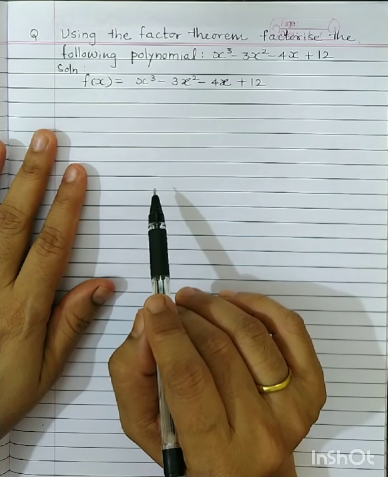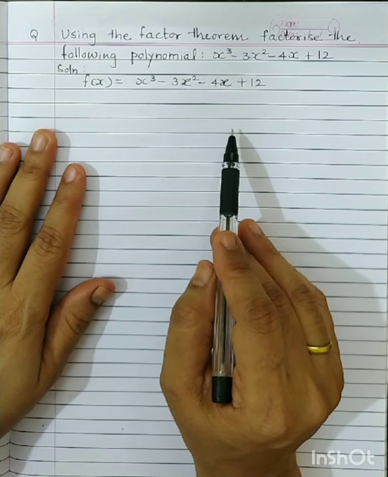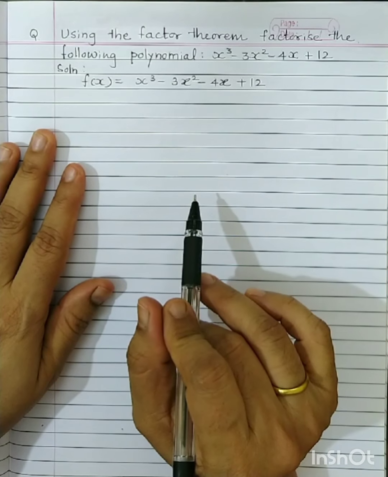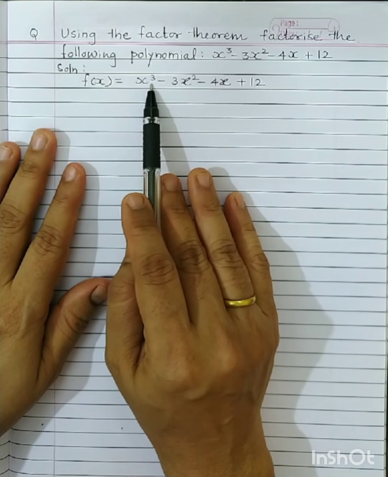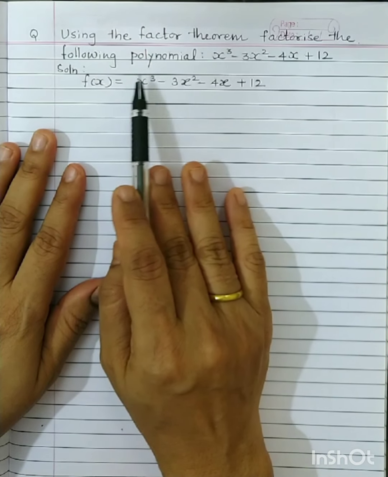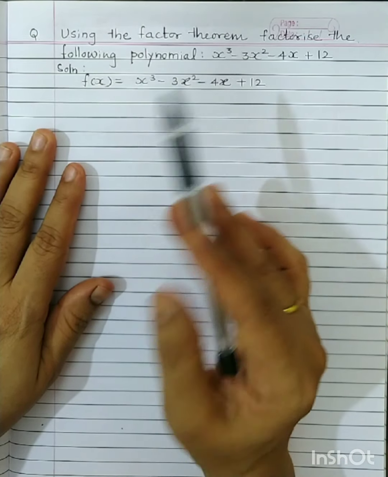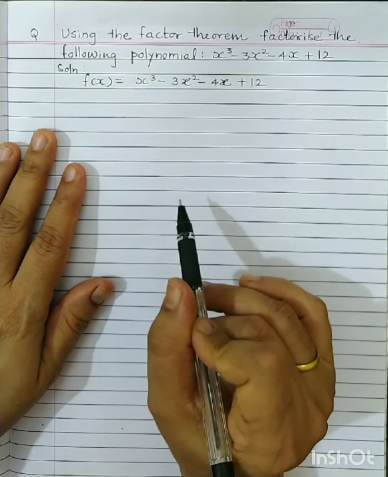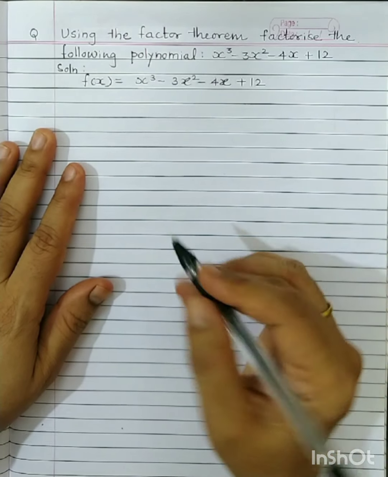So you know using the factor theorem that if x minus a is a factor of the given polynomial, f of a will be 0. That is, if you replace the value of x by a, right? And if you get the value of f of a as 0, then x minus a will be the factor. I hope you understand. So we have to search for the value of a. I'll give you one hint.